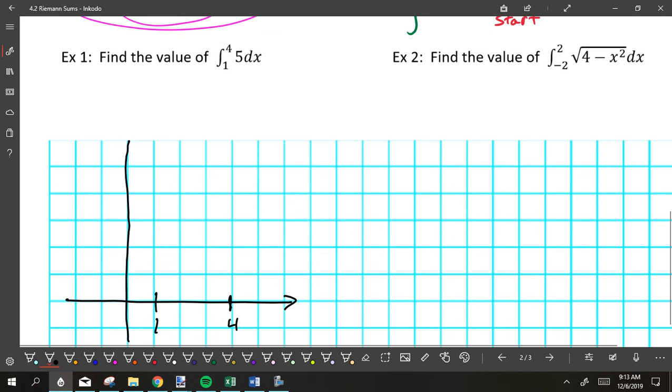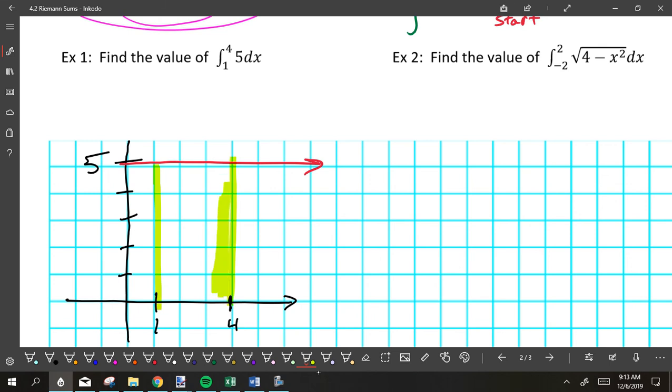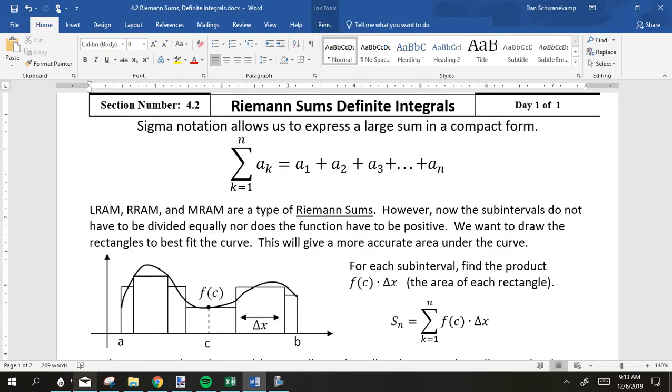Show me with your arm. What's the graph of 5 going to look like? 1, 2, 3, 4, 5. There's 5. I'm going to make a graph. It looks like that. I'm finding the area under the curve starting at 1 and going until 4. That's this guy right here. So if I'm finding the area under the curve from 1 to 4 of 5, what's my answer going to be here?